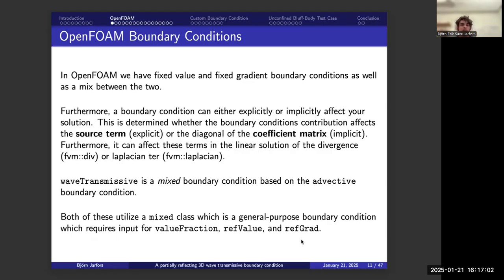Furthermore, it can affect these terms in the linear solution of the divergence equation, or the divergence term, or the Laplacian term. Now, I've already mentioned that it's the wave transmissive boundary condition I'm mostly interested in here. And this is a mixed boundary condition, which is based on the advective boundary condition. So by explaining the wave transmissive boundary condition, we also need to explain the advective boundary condition.